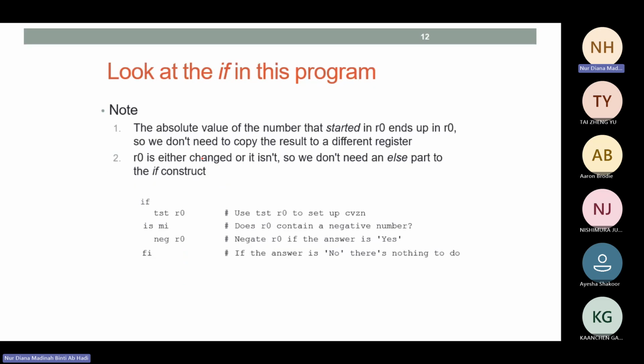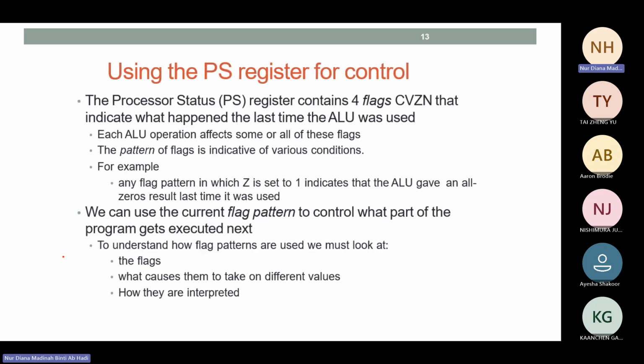So look at the if in this program. The first thing you have to take note of: the absolute value of the number starts in R0 and ends up in your R0, so you don't need to copy the result to a different register. R0 is either changed or not, so you don't need an else part to construct your if. So this would be the sample.